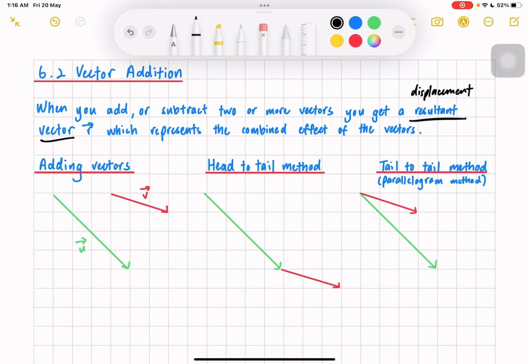The first one is the head to tail method, where we add the tail of a vector to the head of another vector, where in this case we are adding the tail of vector v to the head of vector u, and thus what is the displacement? The displacement would be the vector from the tail of vector u to the head of vector v.